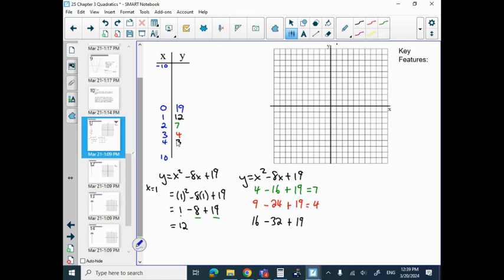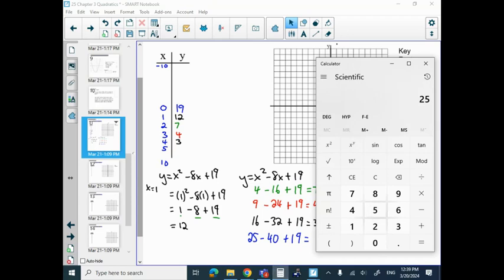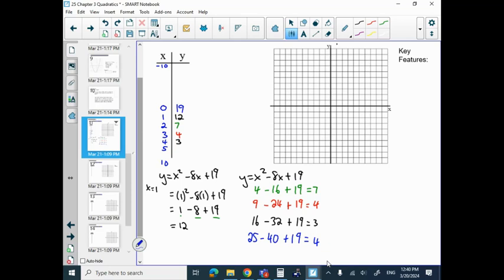Keep going. So let's go to 5. So for 5, let's go to a blue. So we got 5 squared, it's 25. We have the 5 times the 8 is the 40. Check with a calculator if you need, of course, right? And the previous one was a 3. So we've got 25, take away 40, plus 19. Gives us 4. So we've got a 4 here and a 4 there.